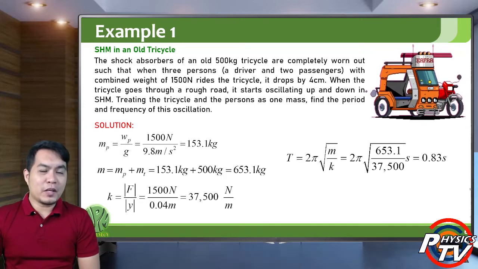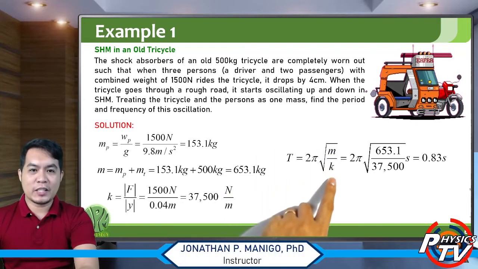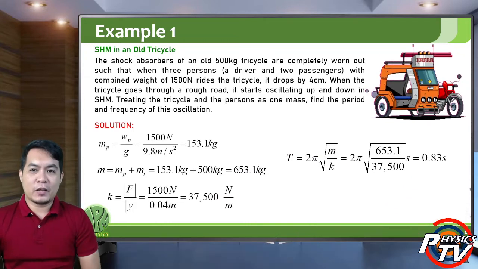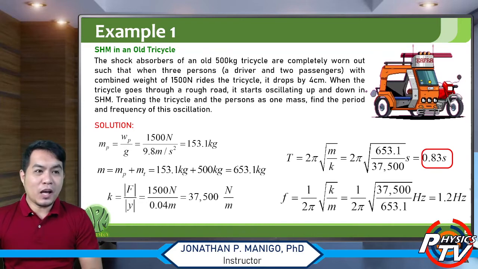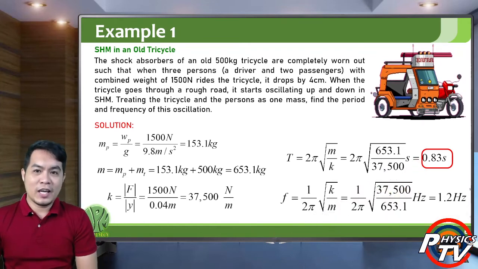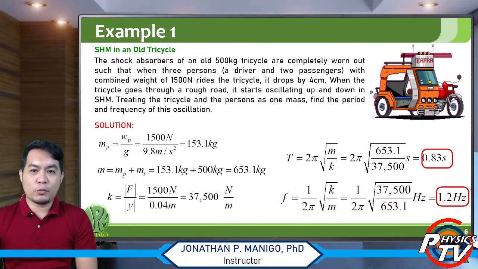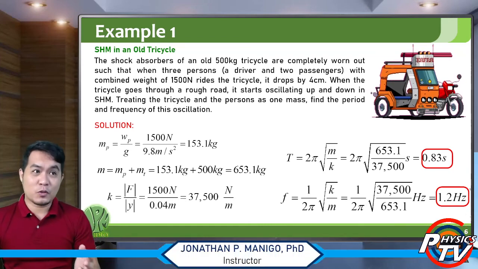To solve for the period, you just use the formula 2 pi square root of m over k. We already know the mass, and we already know k, the force constant. And we get a period of 0.83 seconds. For the frequency, we can use the formula, or we can use the value of the period here, 1 over 0.83. And we still get the same answer of 1.2 hertz. So that's how we solve this problem. Simple harmonic motion applied to an actual scenario.